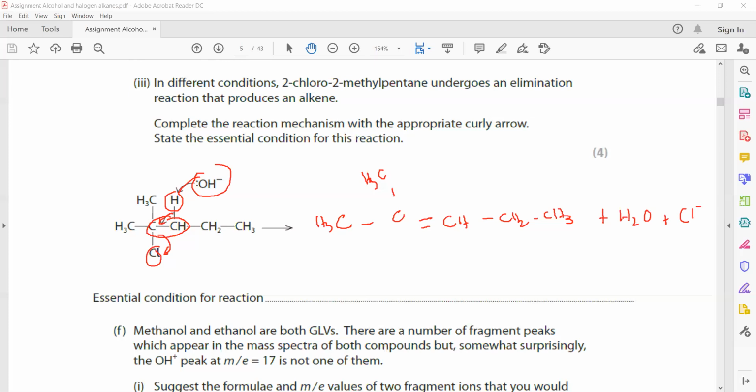Then what are the reaction conditions for this? It should not be aqueous. It should be alkali in alcoholic medium, resulting in the formation of this product. The alcohol will be there as a solvent.